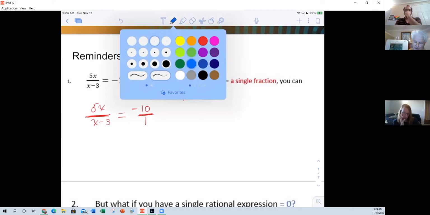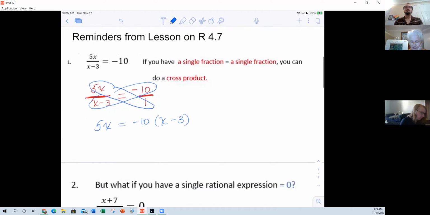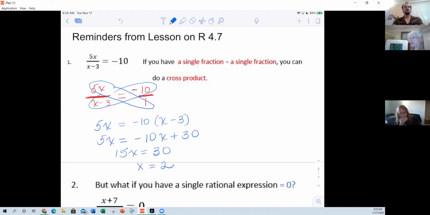So we are going to do a cross product. 5x times 1 is 5x. And then negative 10 times x minus 3. So this would be 5x equals negative 10x plus 30. And then you add 10x to both sides, and we get 15x equals 30. And so x would equal 2 if you divide both sides by 15.